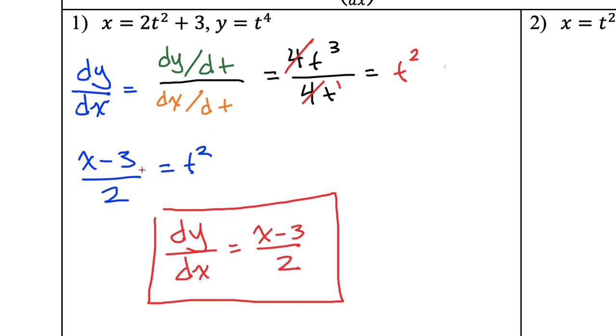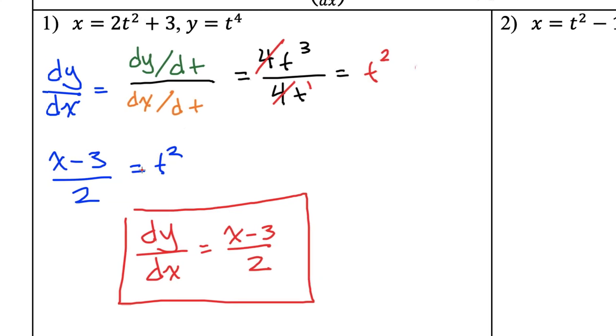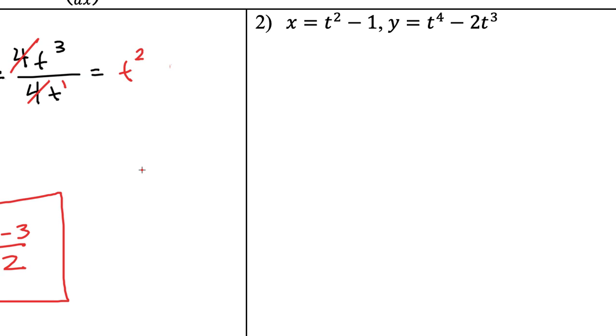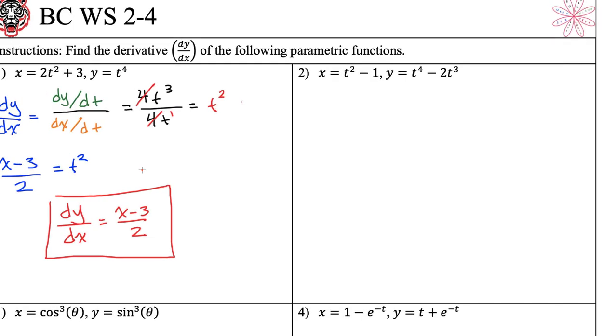Okay, I'm going to leave that frozen up on the board while I take a look at number 2. All right, so I'm going to move on to number 2 then. I'll zoom out so people can still see number 1-ish.